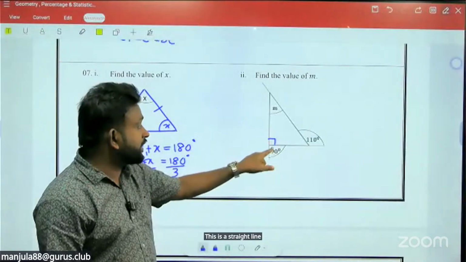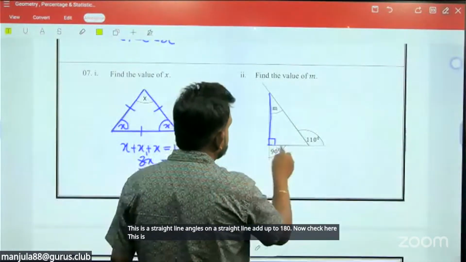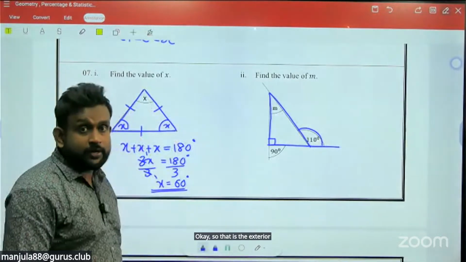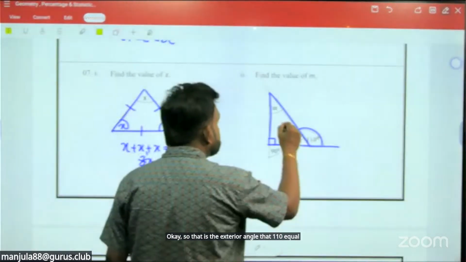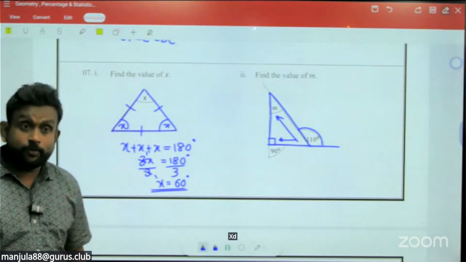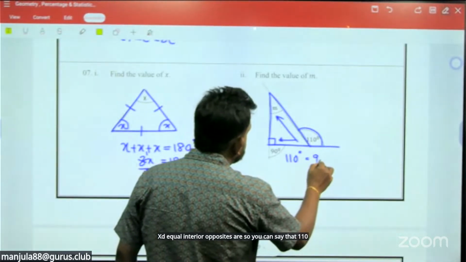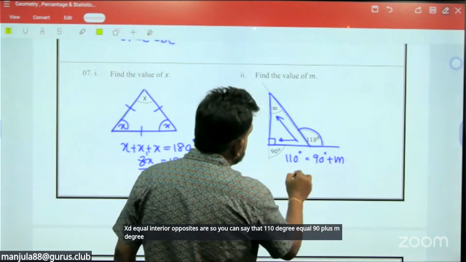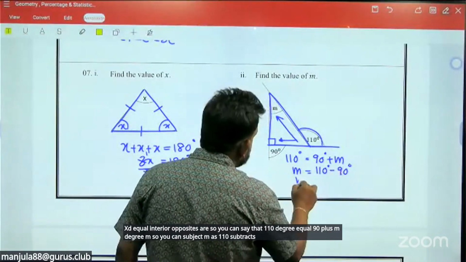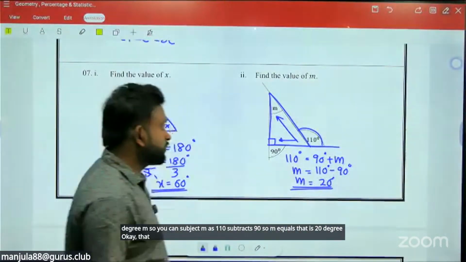Angles on a straight line add up to 180. Now check here. This is the triangle. So that is the exterior angle, that 110 equals the interior opposite sum of these two angles. Exterior equals interior opposite sum. So you can say that 110 degrees equals 90 plus m. So you can make m the subject as 110 minus 90. So m equals 20 degrees.